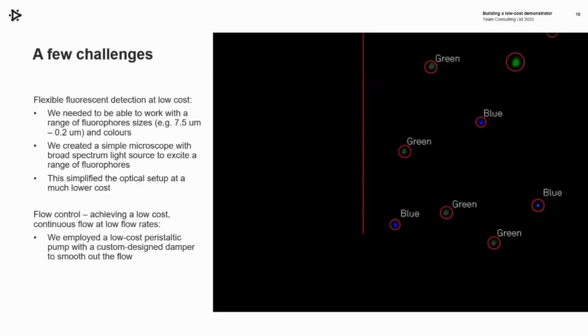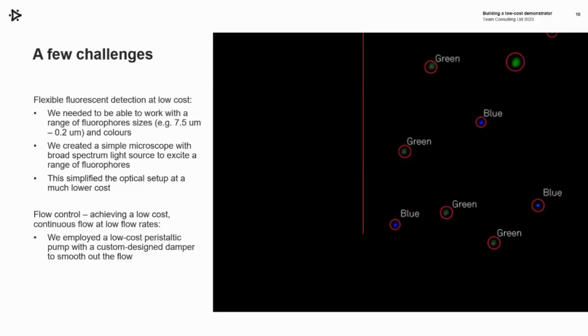So a few challenges on the way. Fluorescent detection at a low cost is quite challenging, so we wanted to work with a range of different fluorophores, from 7.5 microns to down as small as 0.2. So we set up effectively a simple microscope with a broad spectrum UV light source to excite the range of fluorophores, and with a filter prior to the camera. And this really simplified the optical setup and provided us with a lot of different options.